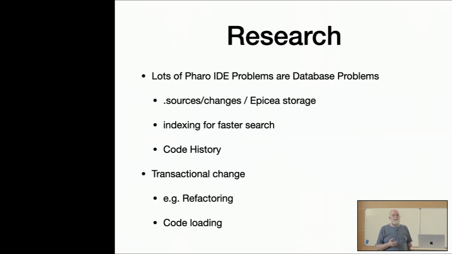Another thing is code history. It would be very nice to have a better history model directly in the image, to not rely on parsing from GitHub. Another thing that I'm interested in is transactional change. So you see transactional change in Pharo in many places, but it's very ad hoc. And so the question is, can we not do that better?